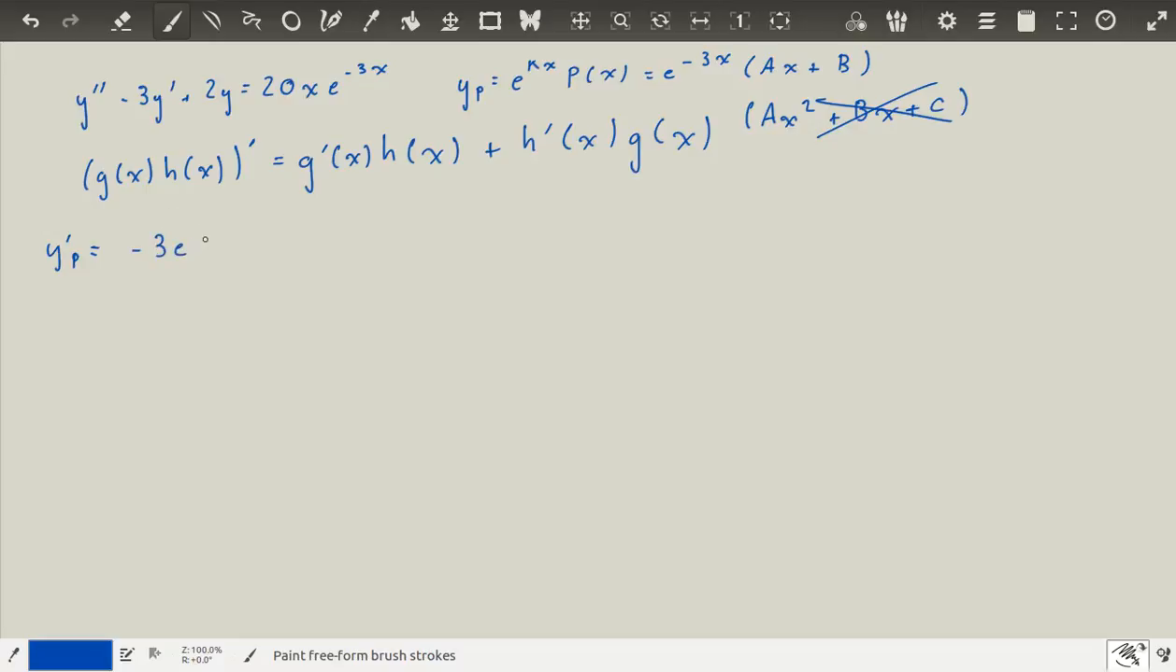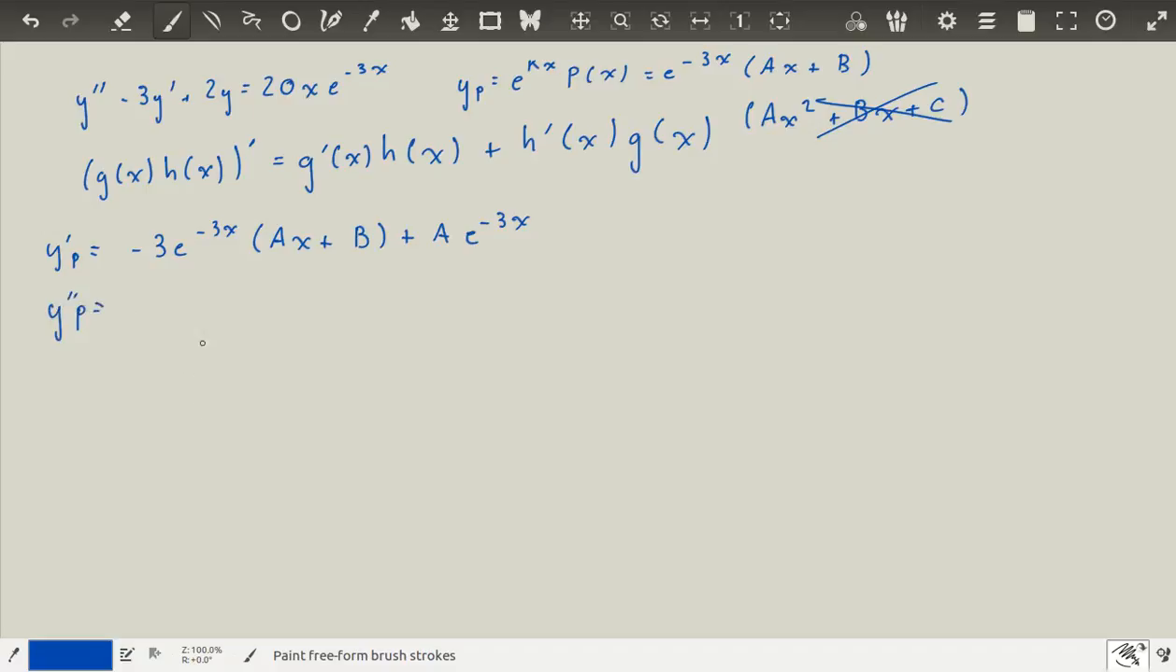negative 3e to the negative 3x times ax plus b plus a e to the negative 3x. So again, that's just a product rule. We've taken the derivative of the first function, which is e to the negative 3x, so that's negative 3e to the negative 3x times the second, ax plus b. Then we take the derivative of ax plus b, which is just a, and we multiply it by our initial e to the negative 3x. So that's how that specific y particular derivative works out.